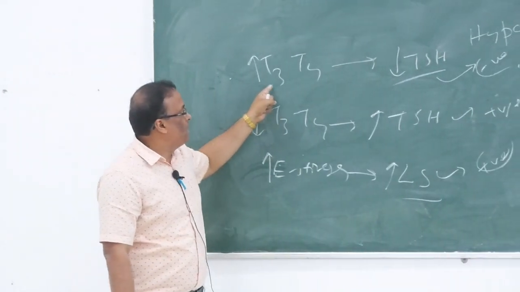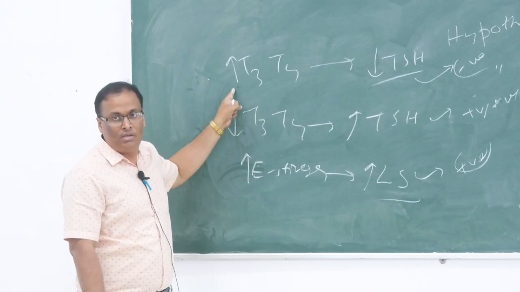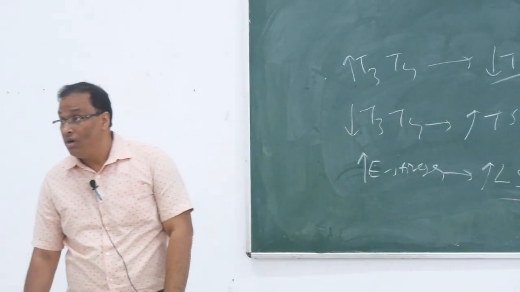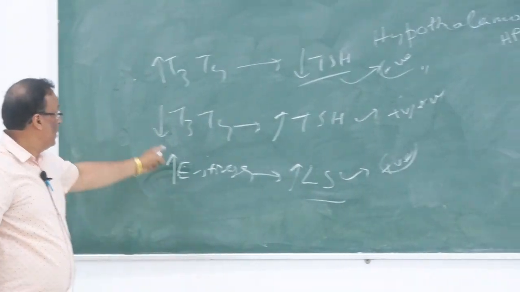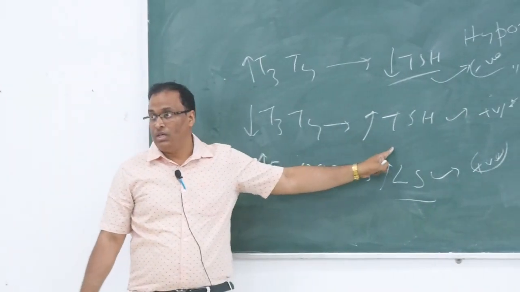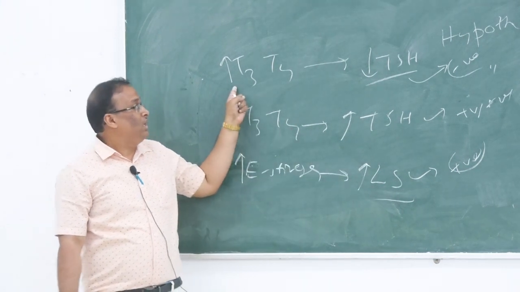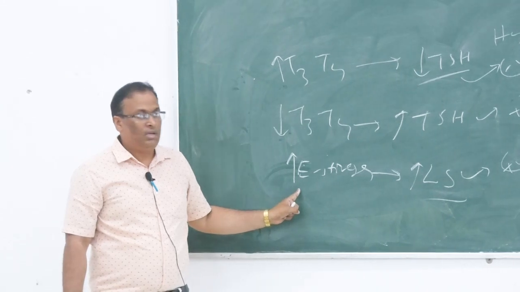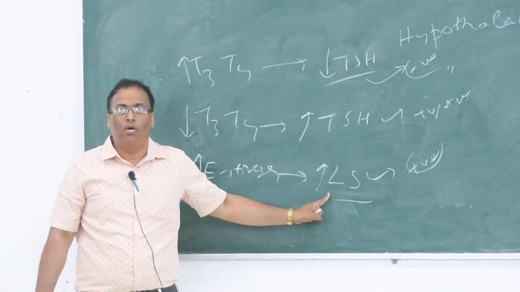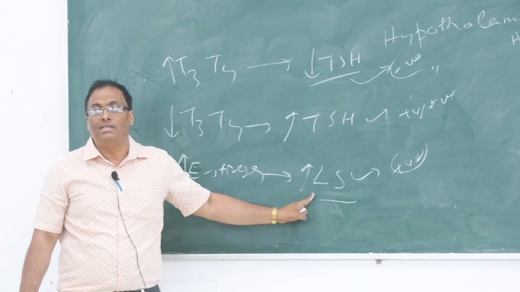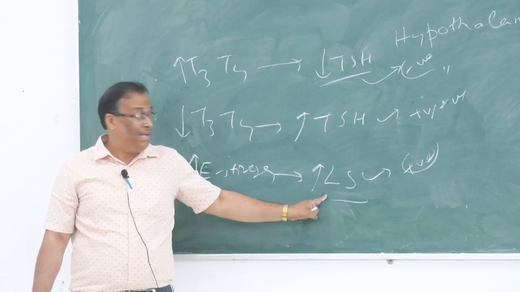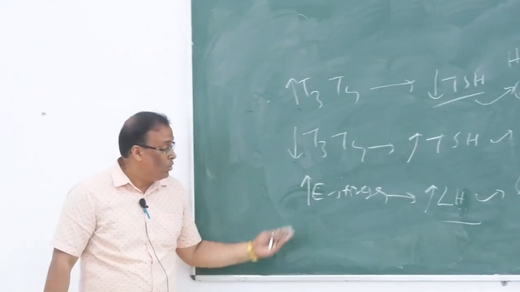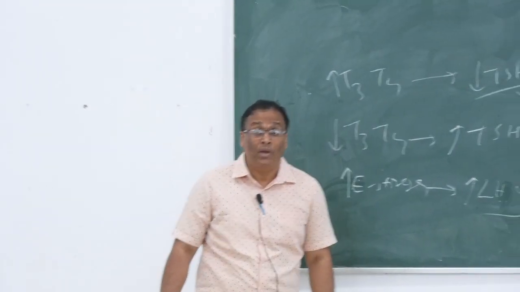Now the basic concept throughout the feedback mechanism is simplest. Whenever it is changing in opposite directions, it is always called negative feedback. This is decreasing, this is increasing: negative feedback. Increasing, decreasing: negative feedback. But if this is increasing and this is also increasing, it is always positive feedback. And that is why the LH surge is occurring due to the positive feedback mechanism.